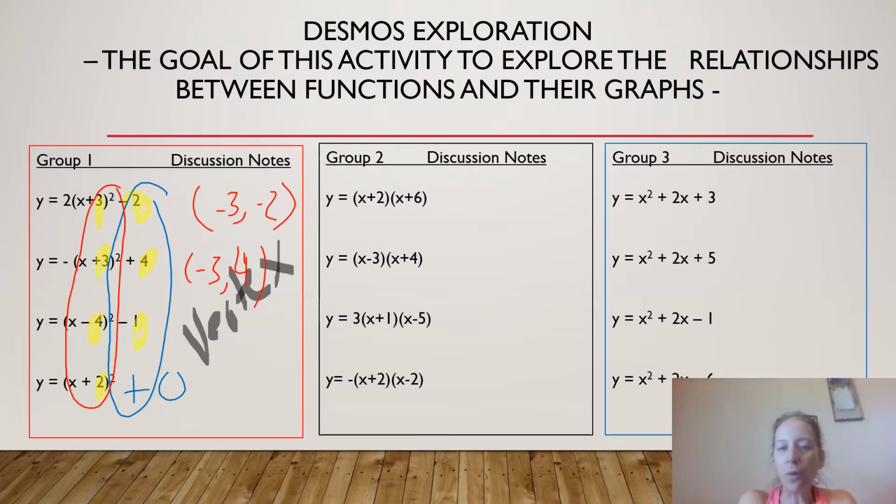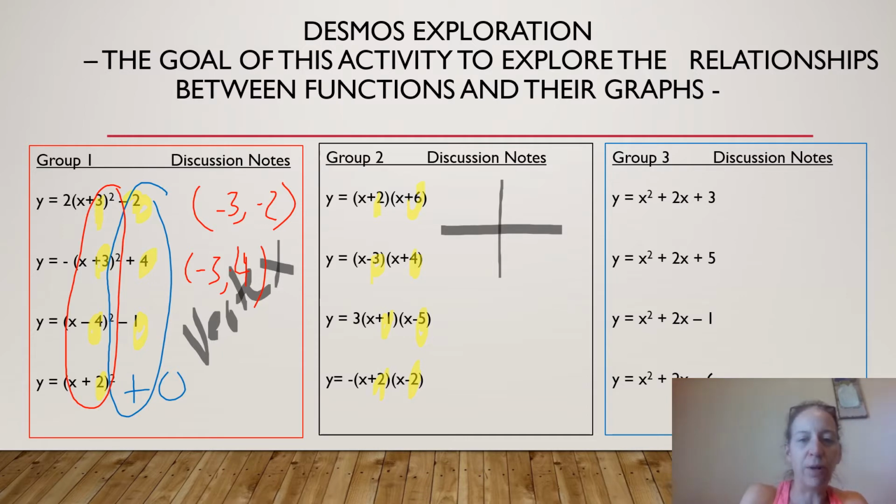For the second one, what I wanted you to notice out of this is that these numbers here tell you where the function crosses the x-axis, also known as the x-intercepts or the zeros. So what you would notice in that, we'll do the second one, okay, is that the signs are flipped. Okay, those are the two things I really want you to notice.